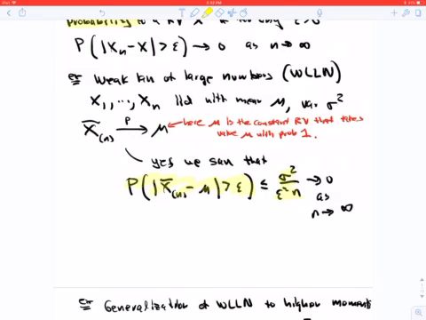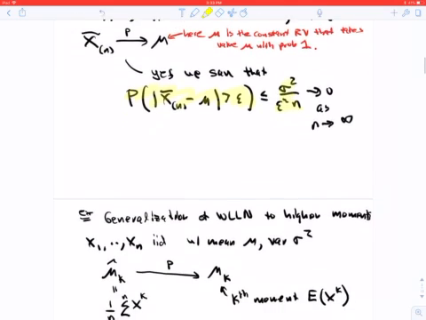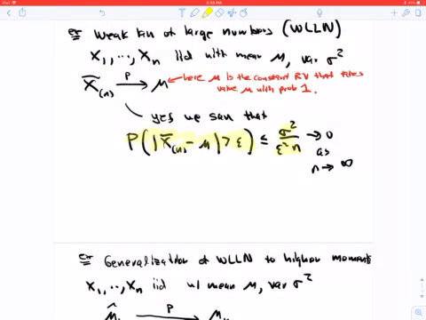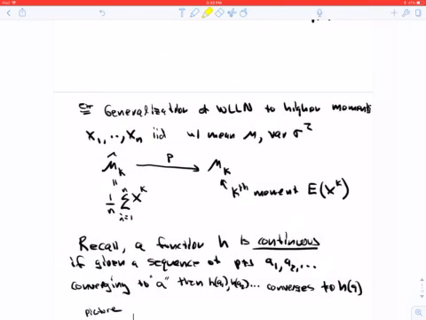Here we have X1 through Xn IID with mean mu, variance sigma squared. The weak law of large numbers says that the sample mean converges in probability to the population mean. And here I'm thinking of the population mean as a random variable that's just a constant, mu with probability 1. We actually just proved the weak law of large numbers with Markov's inequality, because we showed that this probability goes to 0 as n goes to infinity. Good job.